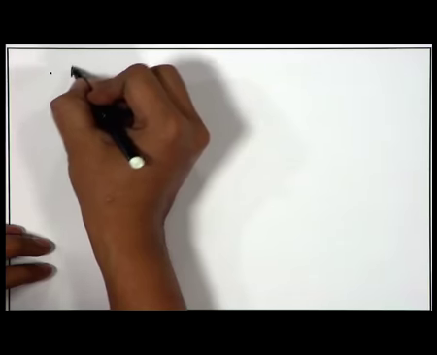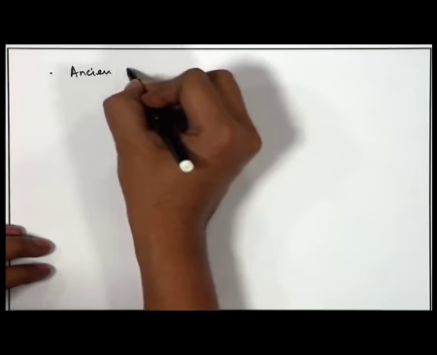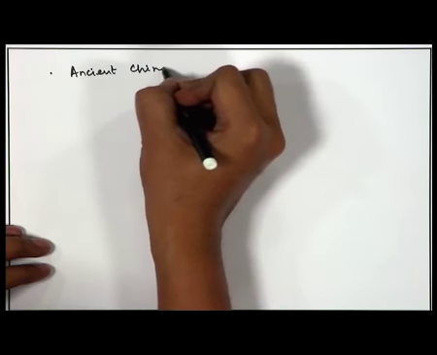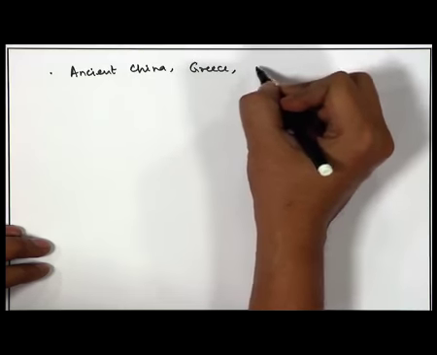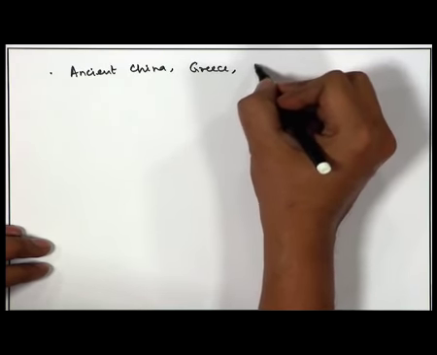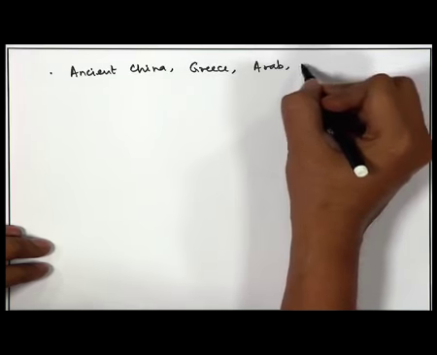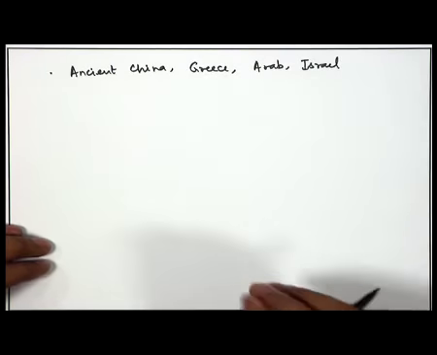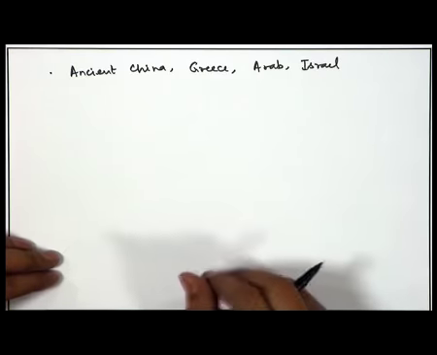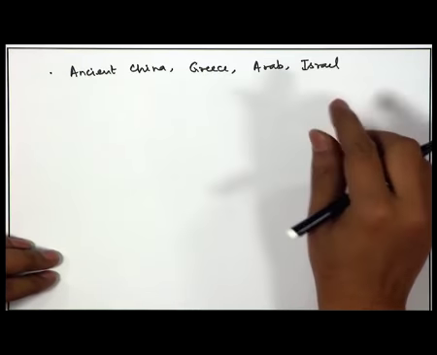There are other references in ancient China, then Greece, then there are works in ancient Arab and in Israel, which is modern Israel at that time. So, you can say in Hebrew literature there is some reference to the counting techniques.